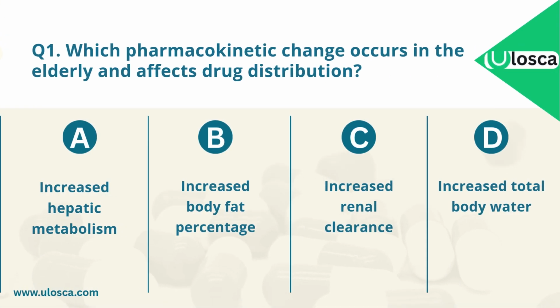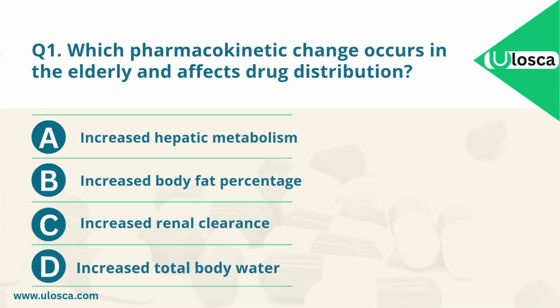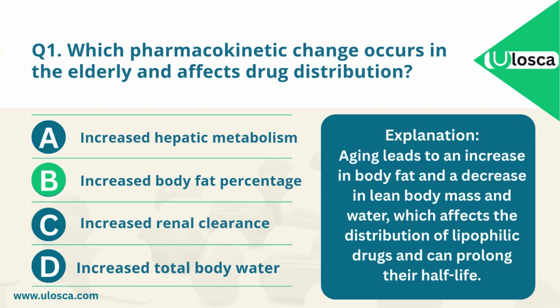Question 1. Which pharmacokinetic change occurs in the elderly and affects drug distribution? A. Increased hepatic metabolism. B. Increased body fat percentage. C. Increased renal clearance. D. Increased total body water. Which one is the correct answer? The correct answer is B. Increased body fat percentage. Explanation. Aging leads to an increase in body fat and a decrease in lean body mass and water, which affects the distribution of lipophilic drugs and can prolong their half-life.